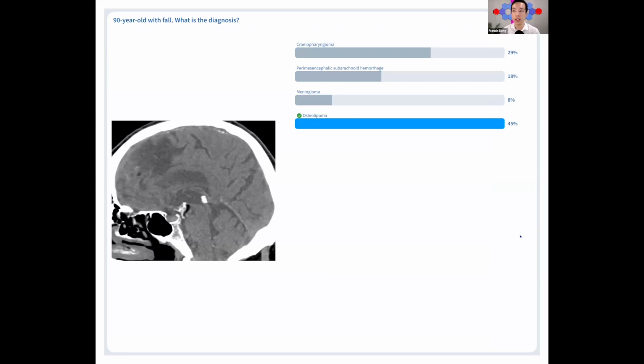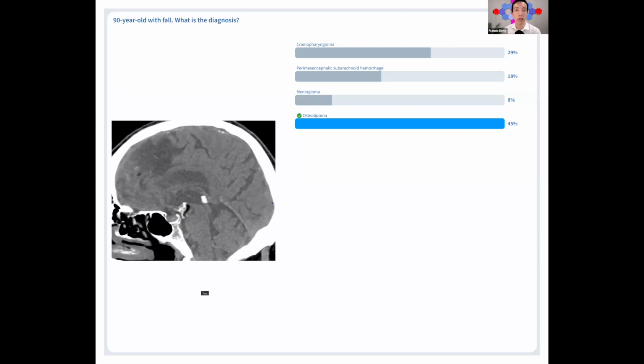So the correct answer here is osteolipoma, which a plurality chose. What we see on this sagittal CT image is a calcific density lesion along with a fat density lesion in the region of the suprasellar cistern to interpeduncular cistern. And this is a location in which you can get intracranial lipomas. Intracranial lipomas are most commonly located in the midline, either in the pericallosal cistern, the quadrigeminal cistern, or the suprasellar cistern.